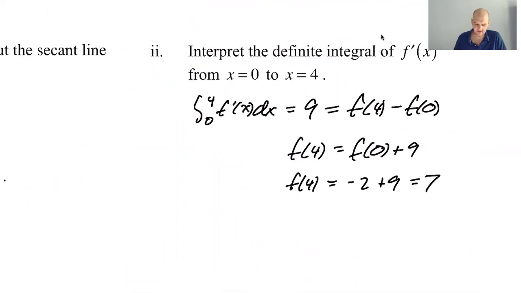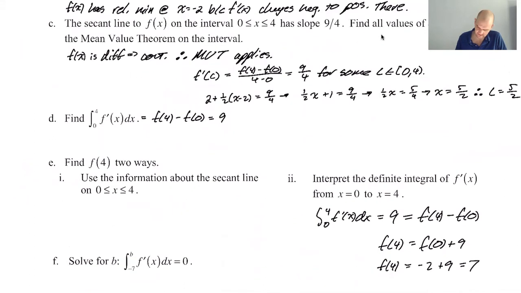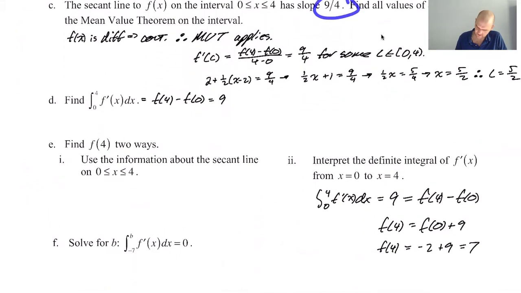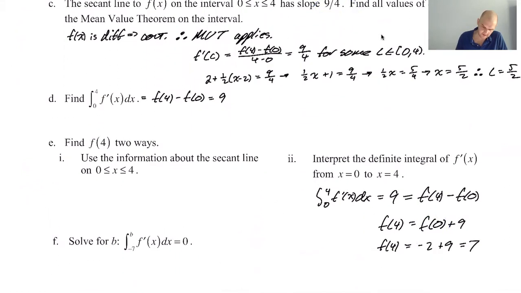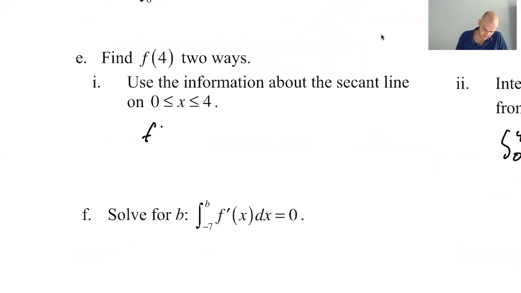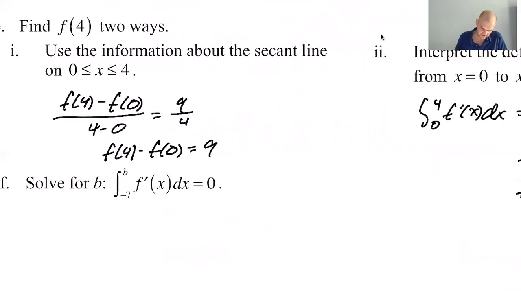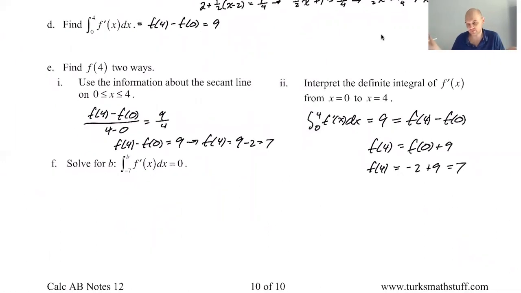That's one way. And then the second way, use the information about the secant line. So we know that the slope of the secant line is 9/4. And we know that f of 0 is -2. Okay, so we know that f of 4 minus f of 0 over 4 minus 0 is 9/4. So f of 4 minus f of 0 is 9. This feels very familiar. And then that was -2. So f of 4 is 9 minus 2 is 7. Got it both ways, so probably right.